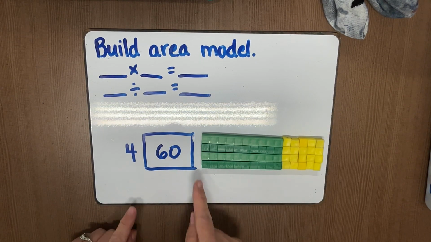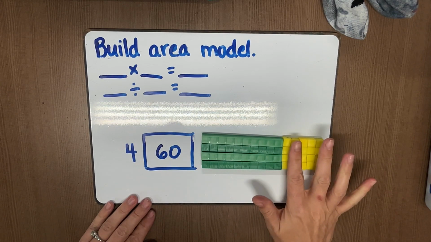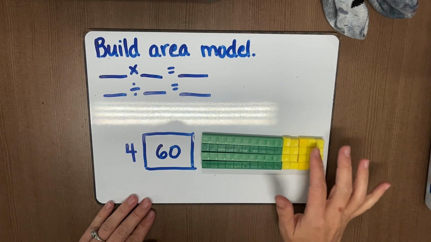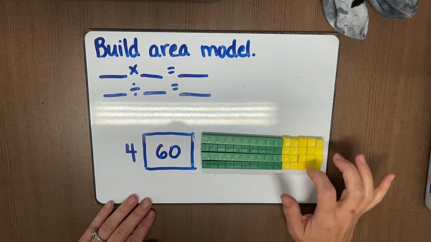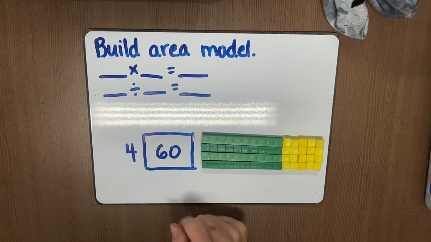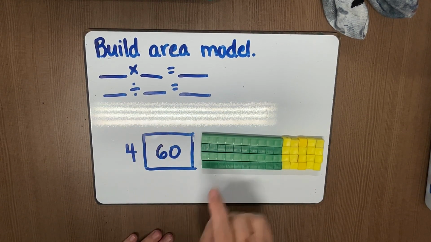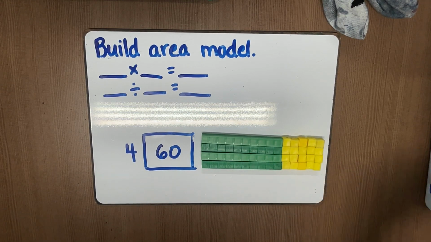Look at that. It is 4 high. There are 10, 20, 30, 40, 48, 52, 53, 54, 55, 56, 57, 58, 59, 60. So I still have 60 in the middle. So what is the missing length? 10, 11, 12, 13, 14, 15. The missing length is 15.